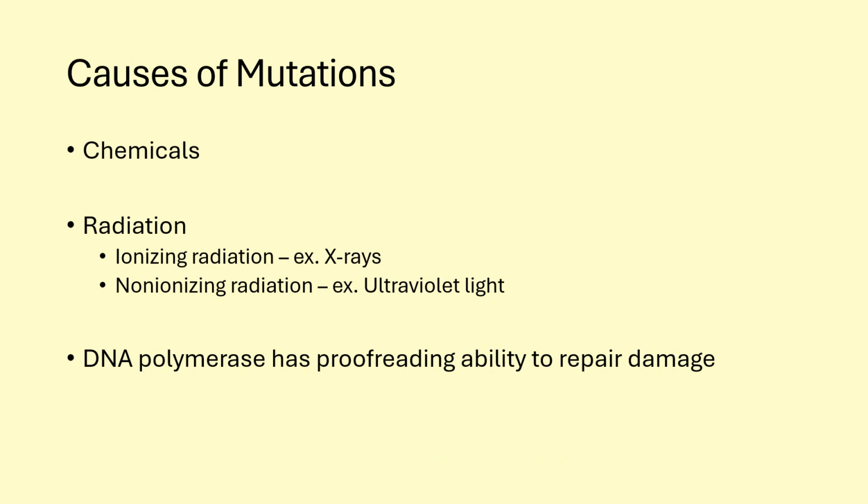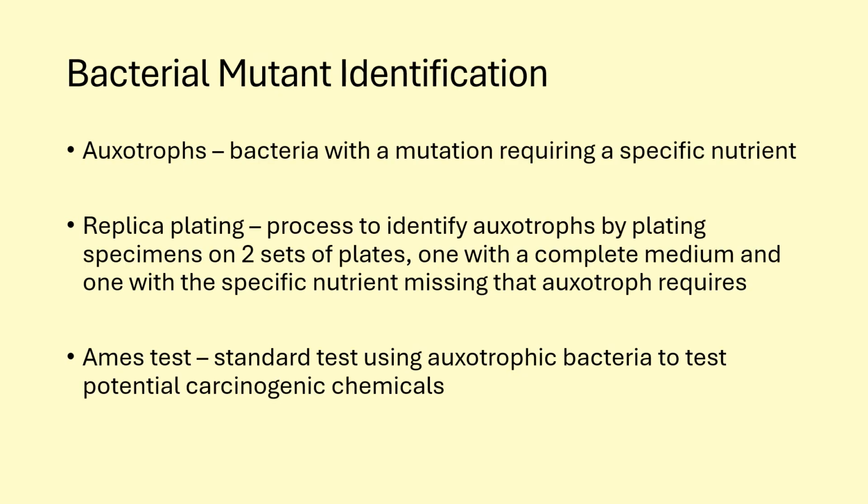What are some of the causes of mutations? Sometimes they're just random. There's some things that can definitely increase mutations. Certain chemicals can cause mutations. Radiation, ionizing radiation like X-rays, non-ionizing radiation like UV light. We actually do an experiment in our microlab where we expose a particular bacteria to UV light to try to cause mutations. As I mentioned when we were talking about DNA replication, DNA polymerase does have that proofreading ability. It can repair some damage, but it does not catch everything.